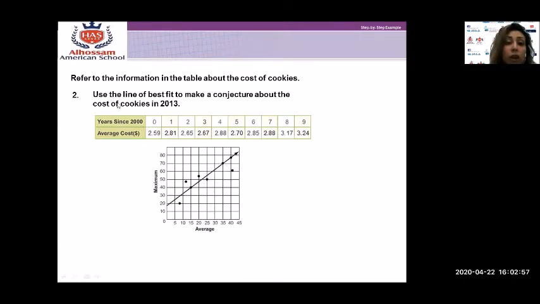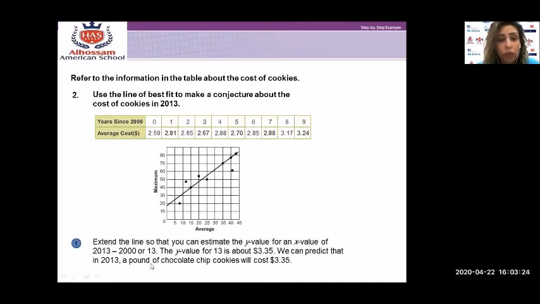Use the line of best fit to make a conjecture about the cost of cookies in 2013. So here I have the graph till 2009. I want to predict the cost of cookies in 2013. From that line, we draw the best fit line. I'm going to check what is going to happen in 2013. So in 2013, the y value for 13 is about what? The y value of 13 is about $3.35. This is the cost, about $3.35.